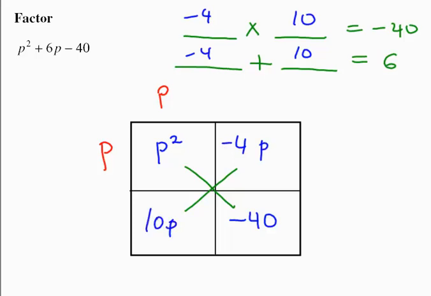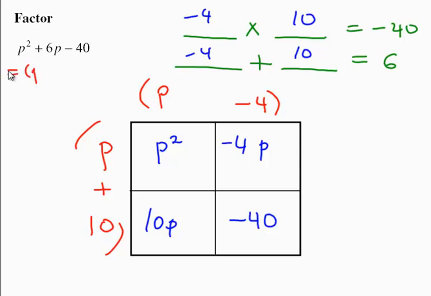It doesn't actually matter which one goes where, as long as your highest and your lowest exponent are in the right spot. So now this turns into a problem just like before, where we had 4 terms, and we just work backwards. I already know that this was a p, so over here I need negative 4. I got this to be negative 40, so over here I needed 10. And I'm done. In factored form, the area is going to look like p plus 10 times p minus 4.